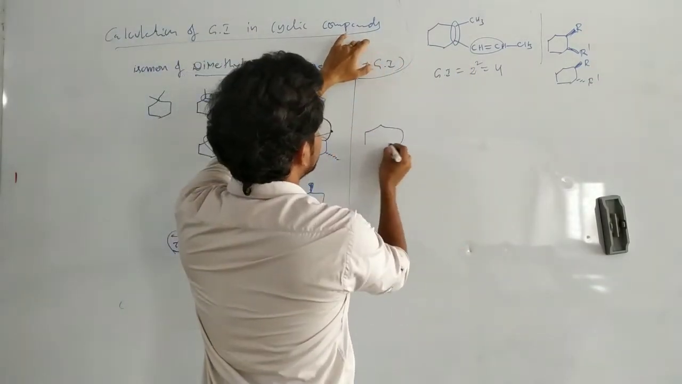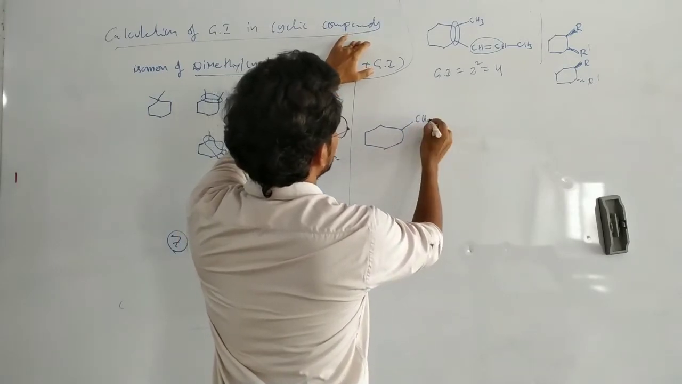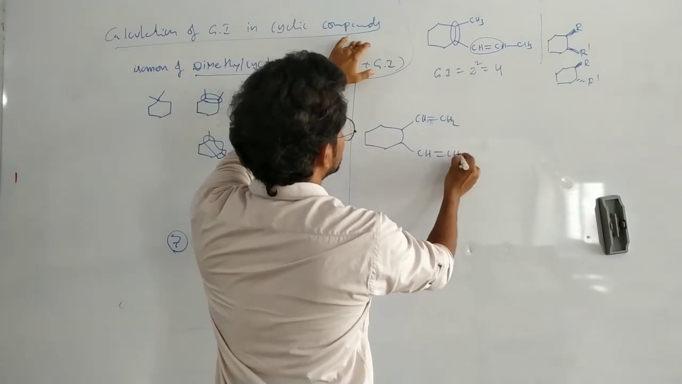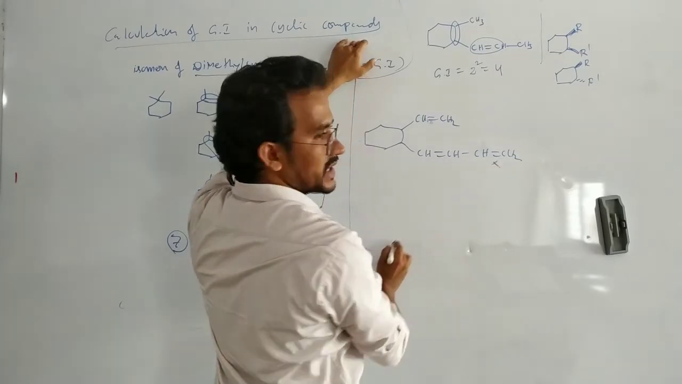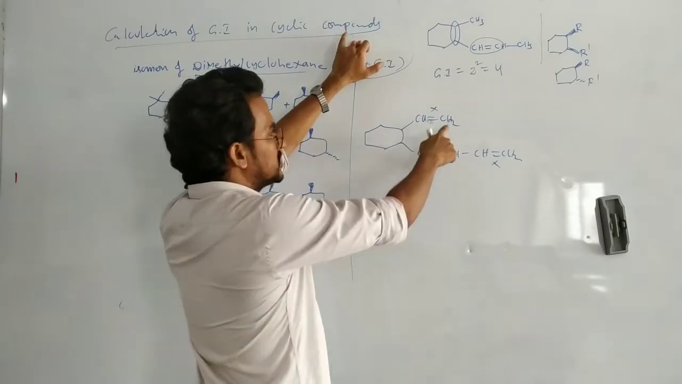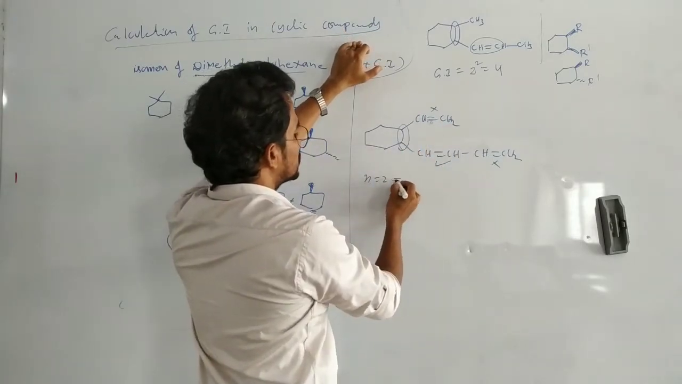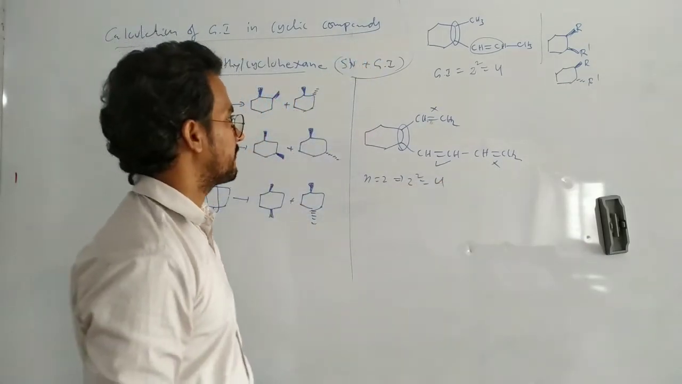So next, here CH double bond CH2. Here CH double bond CH, bond CH, double bond CH. About this one, no geometrical isomerism because of the similar hydrogens. There is geometrical isomerism here. And n equals 2. So 2 power of 2, 4 geometrical isomers.